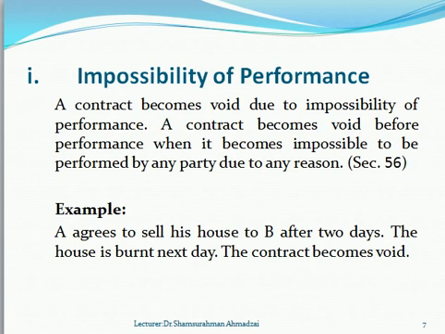So a contract becomes void before performance when it becomes impossible to be performed by any party due to any reason. Example: A agreed to sell his house to B. After 2 days, the house is burned the next day. So in this case the contract becomes void. The contract is canceled and invalid.